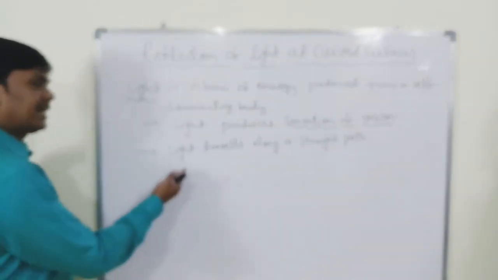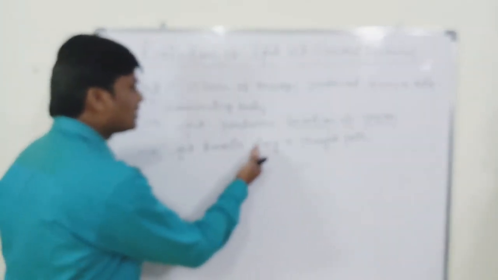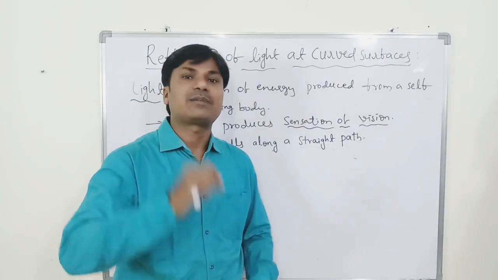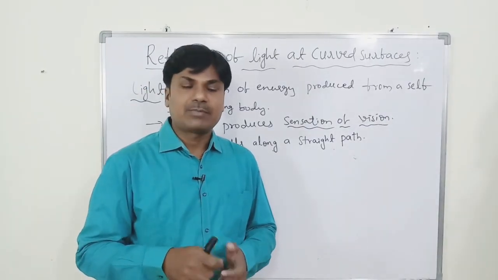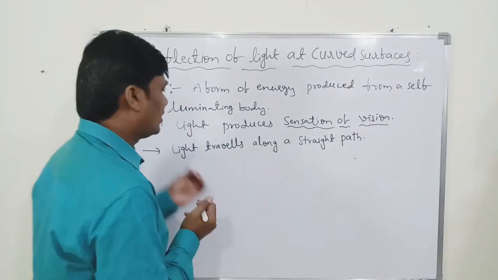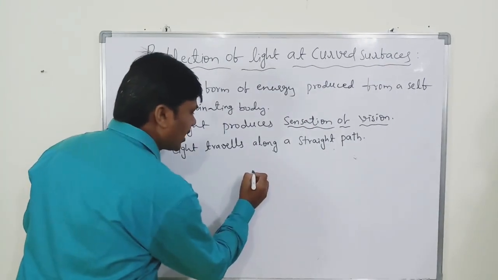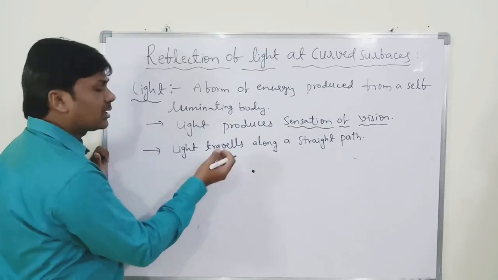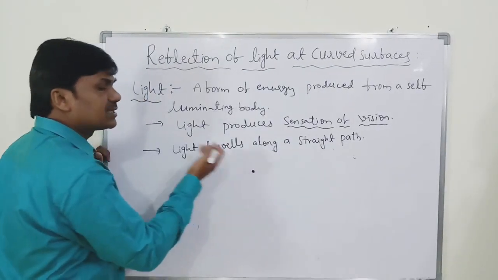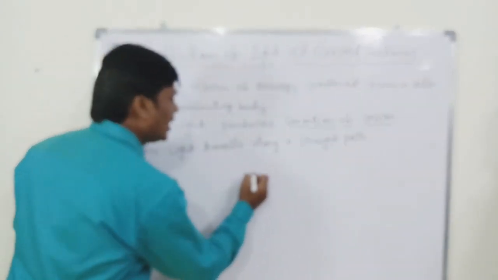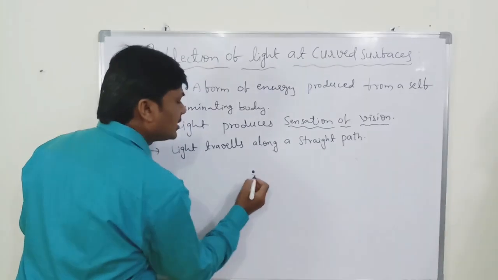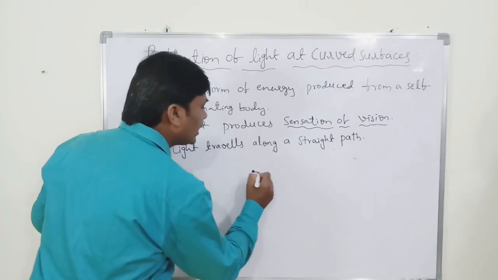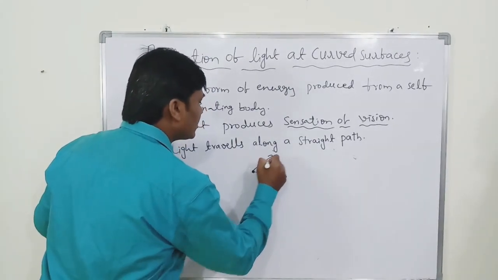Next, how does light travel? Light travels along a straight path. Light always travels along straight paths only. Understand? It means, for example, here this is a source of light. Source of light means a self-illuminating body. The point from where the light is produced is the source of light. Now, from here the light is produced, then what happens? The light will spread in all directions, isn't it?